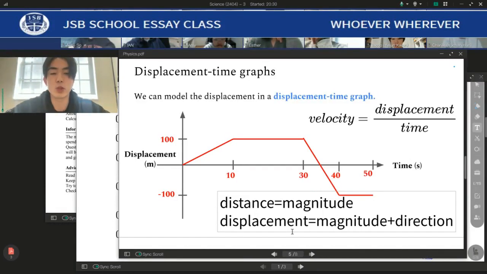It's very important because in physics we use displacement a lot. That's why you can see here a displacement time graph. We can now have a negative displacement. You can see here it goes negative, which doesn't make sense. But what do you think negative means? Anyone? What do you guys think negative means?